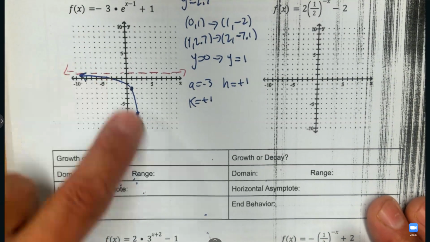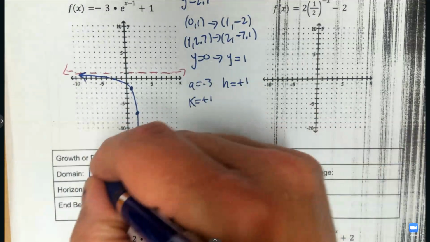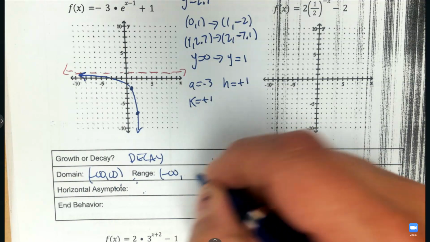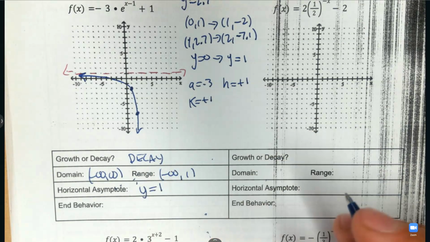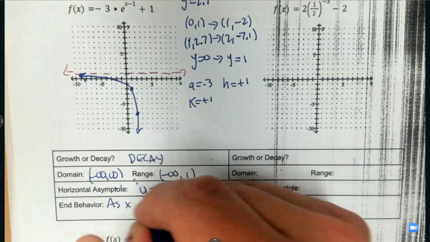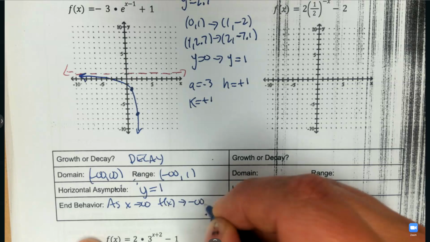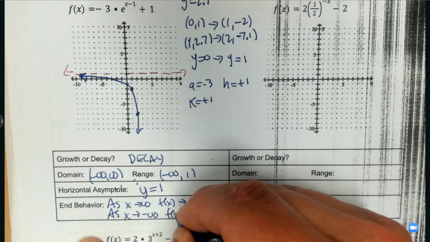So this is going down to the right. It's decay. The domain hasn't changed. The range, the bottom is negative infinity up to the asymptote, which is 1. The horizontal asymptote is at 1 in the end behavior. So the right end is approaching negative infinity, and the left end approaches 1.